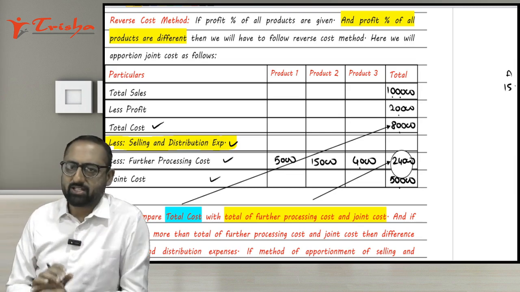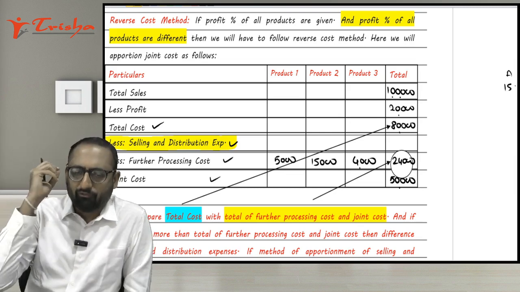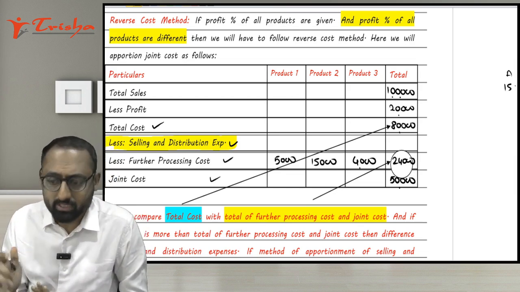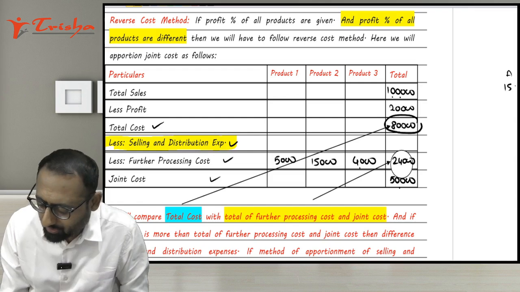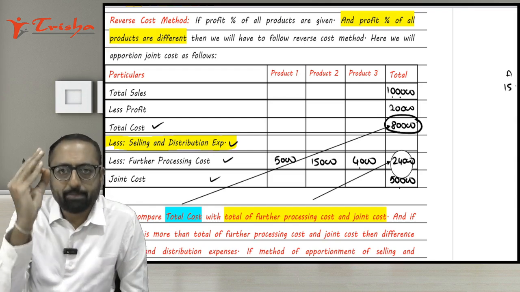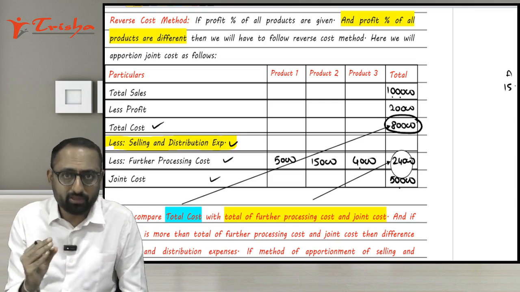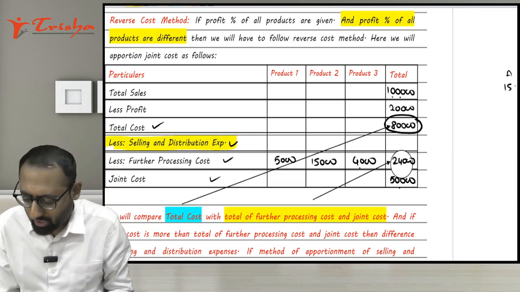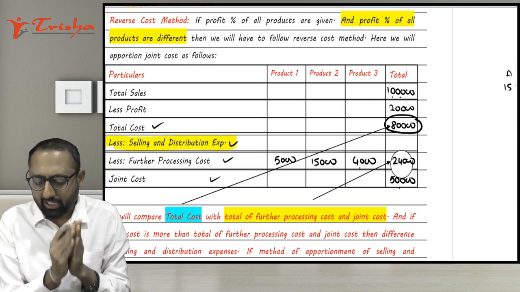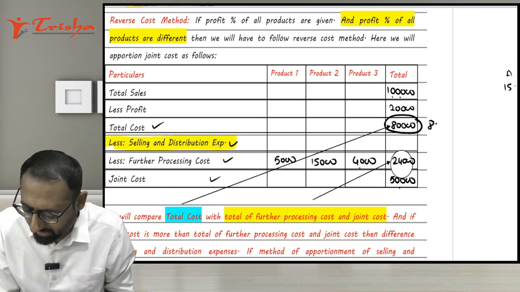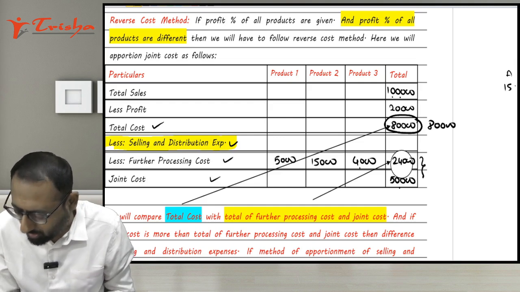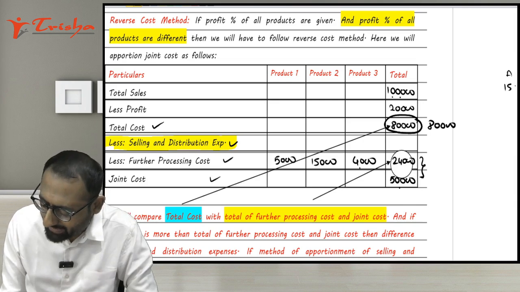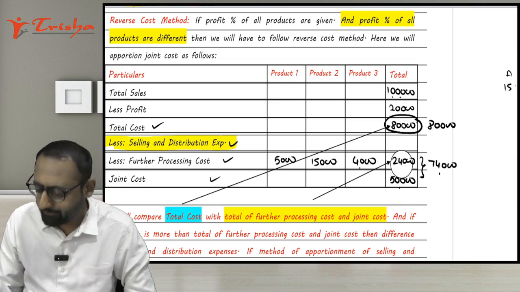Now, how does this hidden adjustment work? Let's understand, guys. First step, you have to work out sales minus profit is equal to total cost. It comes to 80,000, right guys? Now compare this 80,000 with the total of the further processing cost and the joint cost. Take the total of 24,000 plus 50,000. It comes to 74,000.